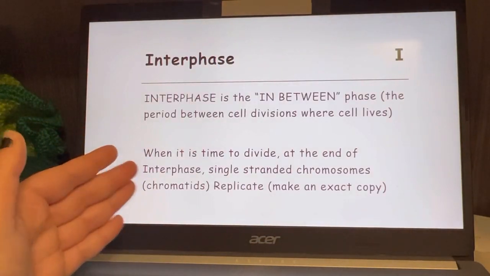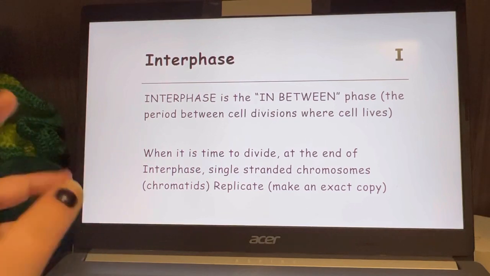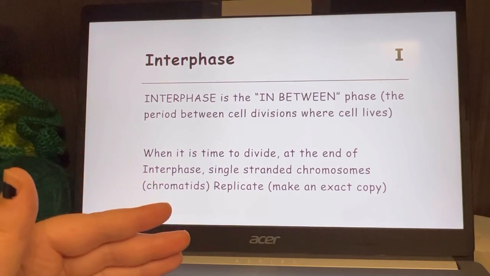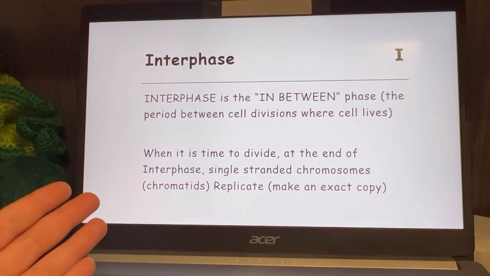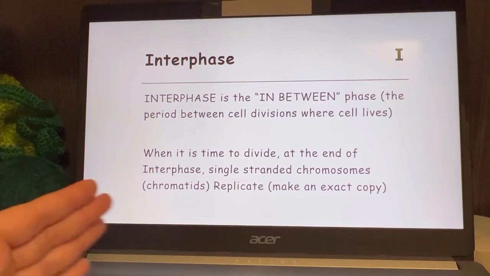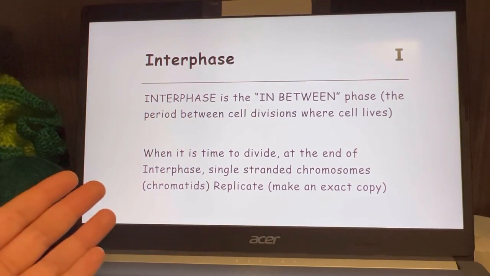Alright, so interphase, or I. Interphase is the in-between phase. So that's the period that cells have between cell divisions. Most of a cell's life is spent in interphase.